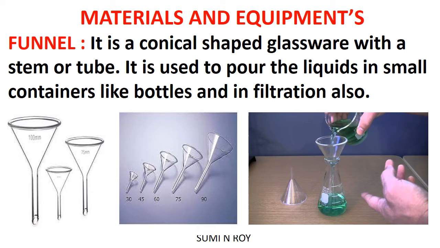The next glassware is a funnel. It is a conical shaped glassware with a stem or tube. It is used to pour liquid into small containers like bottles and also in filtration. So there are many uses of this glassware.